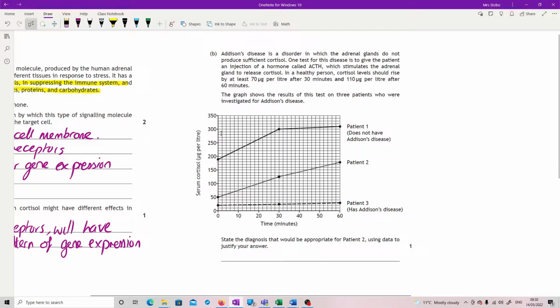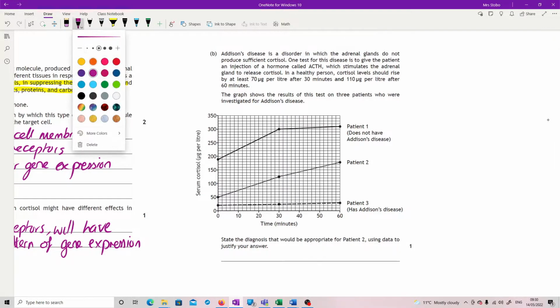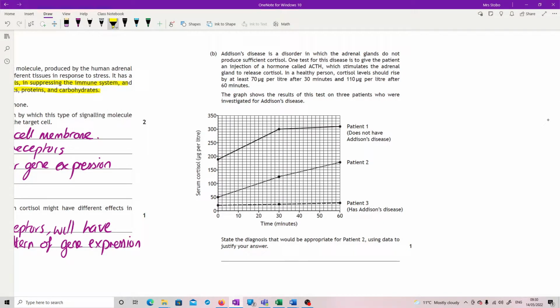Right, so we've got the serum cortisol, you've got the time in minutes along the bottom, and we're just looking for, do they hit these levels to be healthy? Patient 1 does not have Addison's, patient 3 has Addison's. State the diagnosis that would be appropriate for patient 2, using data to justify your answer. Patient 2 there. Right, I must have clipped off some of the space for writing, because you must have more than that. Right, going from a wee highlighter here. Patient 2, I'm ignoring patient 1 and patient 3, I don't care about them anymore. They know what's going on.